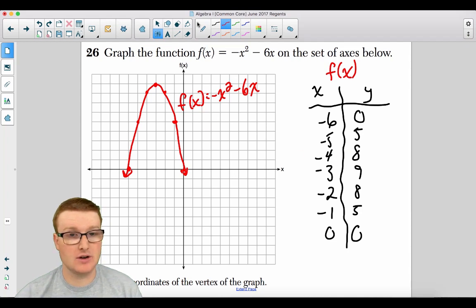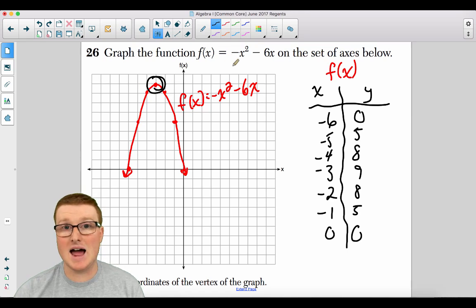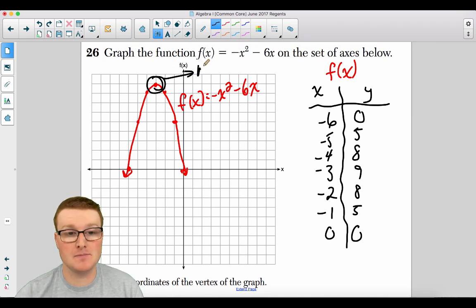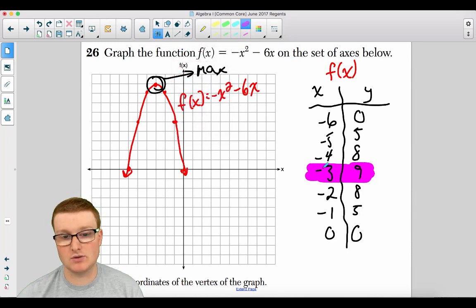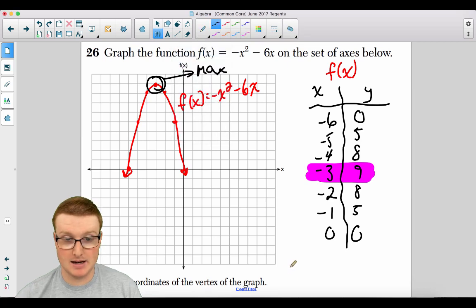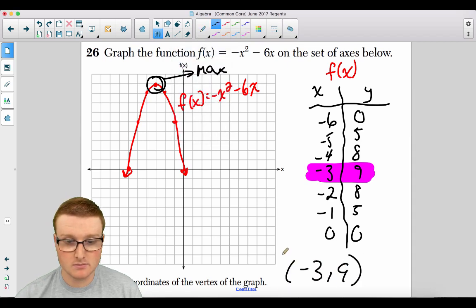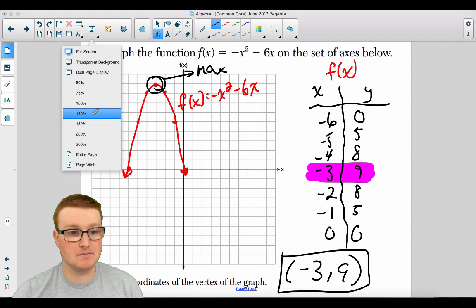Okay. The vertex of the graph is the highest point or the lowest point on the parabola. In this case, it's the highest point because it's a maximum value. And the vertex is the point -3, 9. That is the vertex right over here. -3, 9. That is the vertex right there. All right, pretty simple stuff.